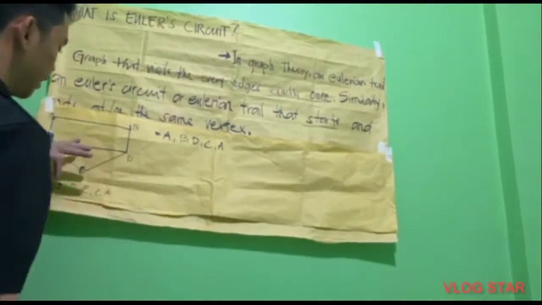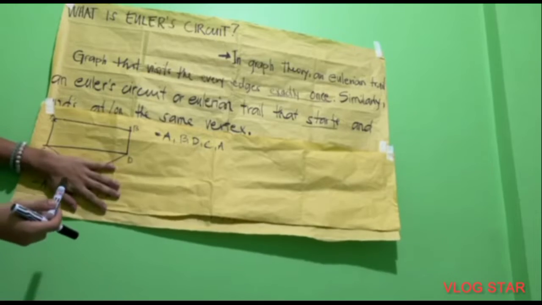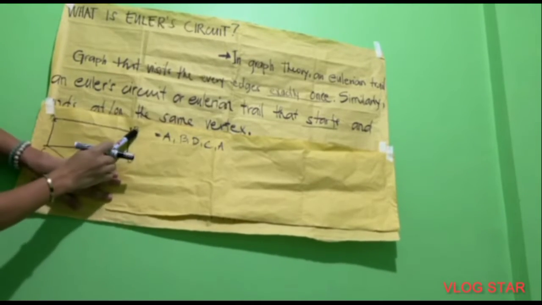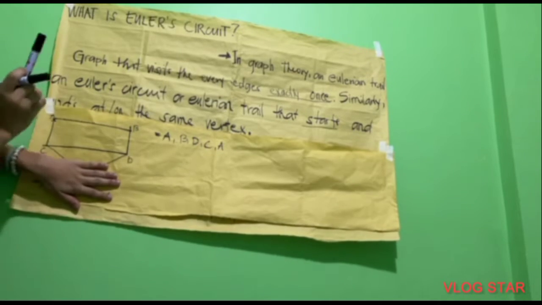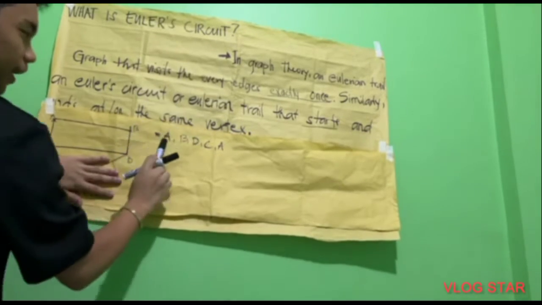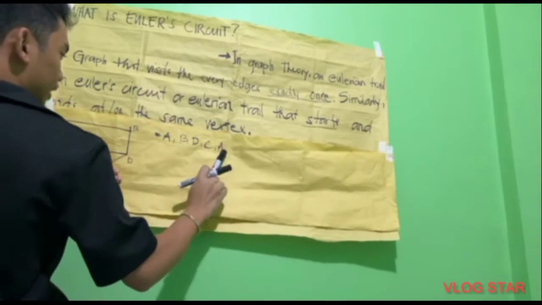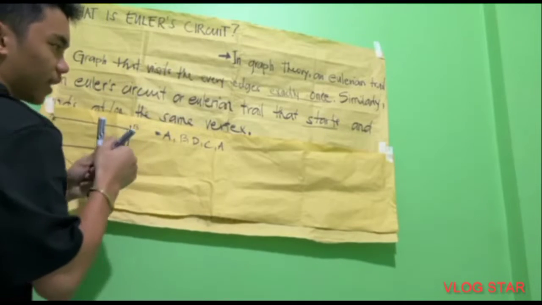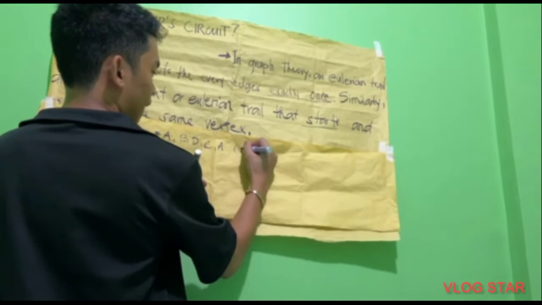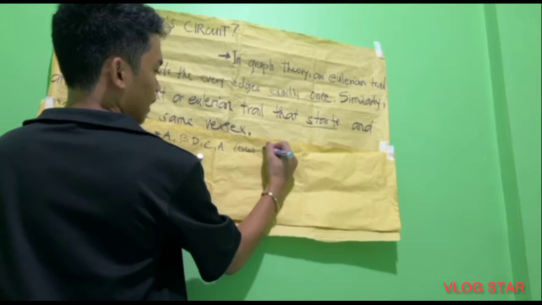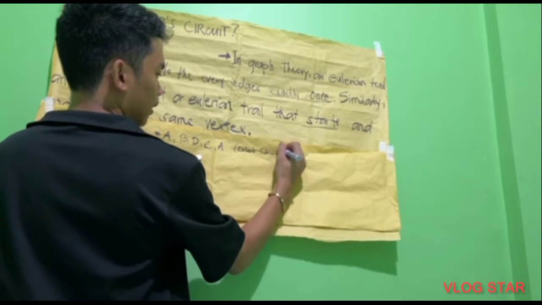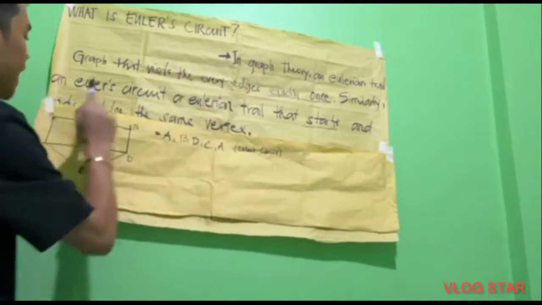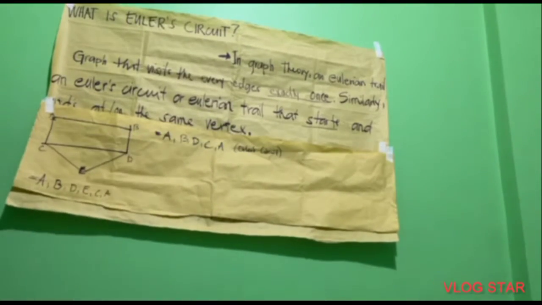For example, in this graph, you need to erase this first. So A to B to D to C, C to D. As you can see, the starting vertex is letter A and the ending vertex is letter A. So this is an Euler circuit. This is the one we need to consider: we need to start and end at the same vertex.